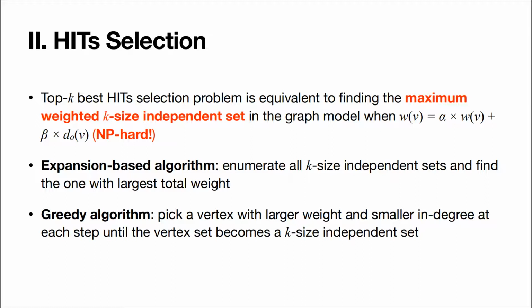The traditional greedy strategy is to choose the vertex with higher weight and smaller degree to maximize the total vertex weight of an independent set. But in our problem, minimizing the degree of a vertex will lead to a reduction in the number of outdated facts that can be inferred. Thus, we prefer the vertex with larger weight and smaller in-degree at each step to reach a k-size independent set as fast as possible.